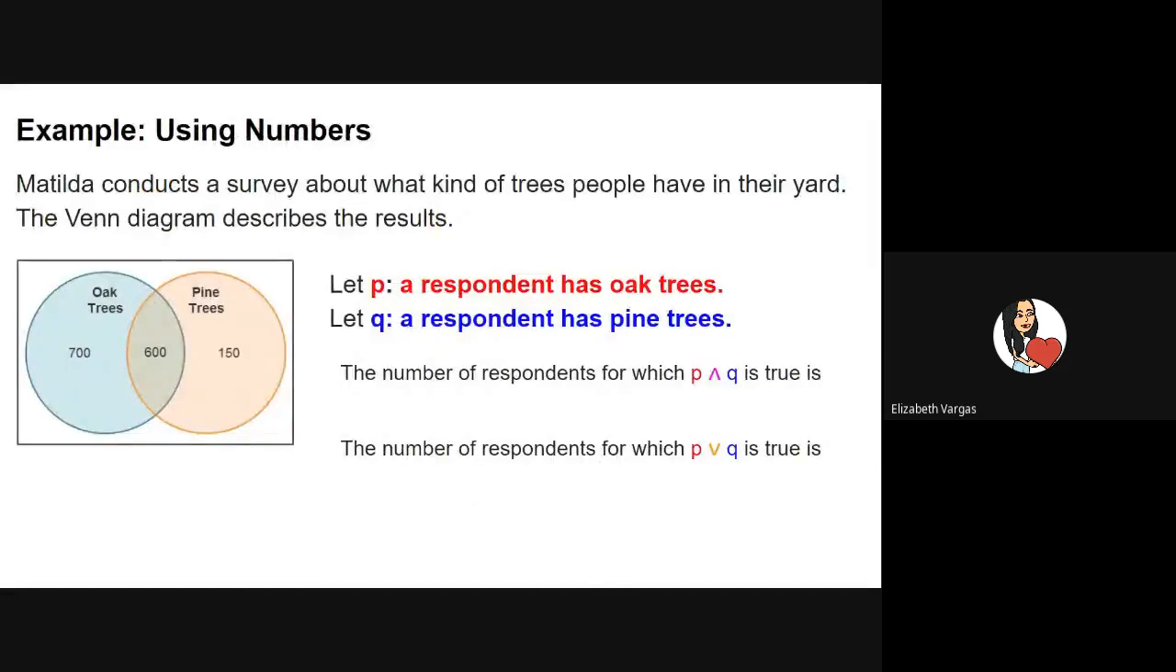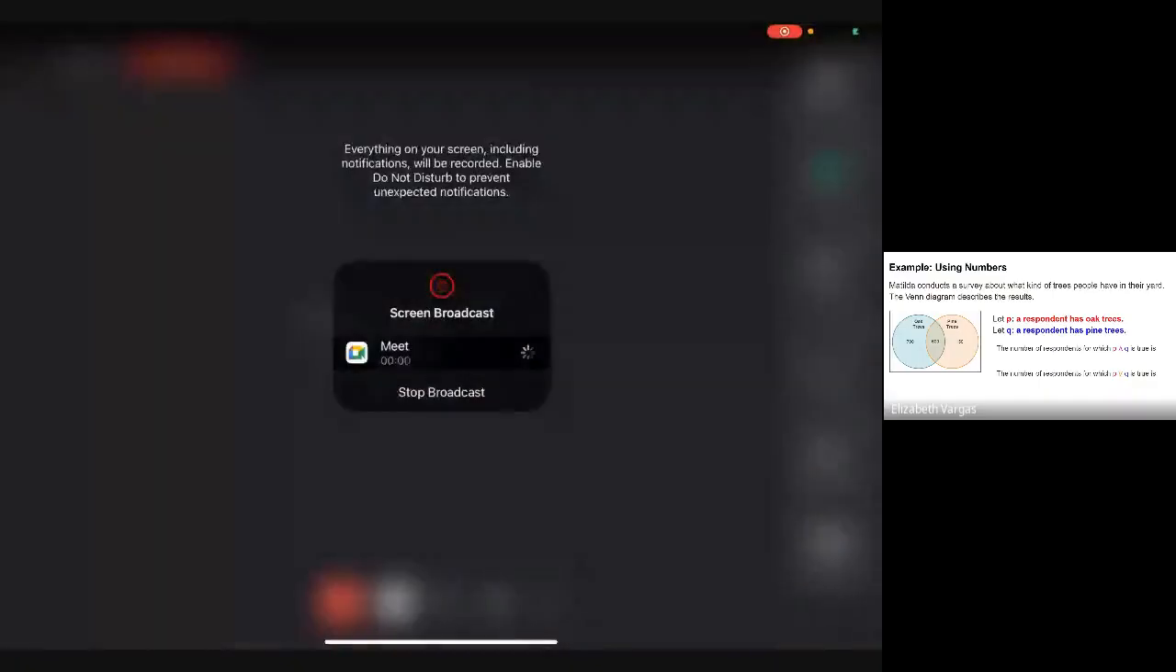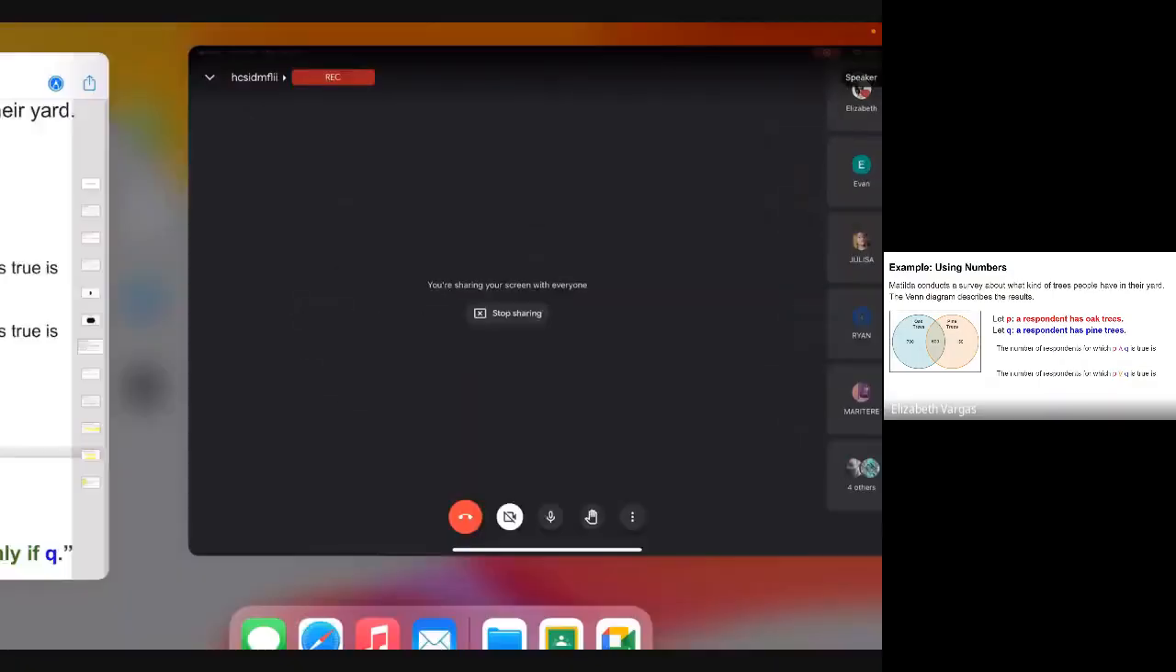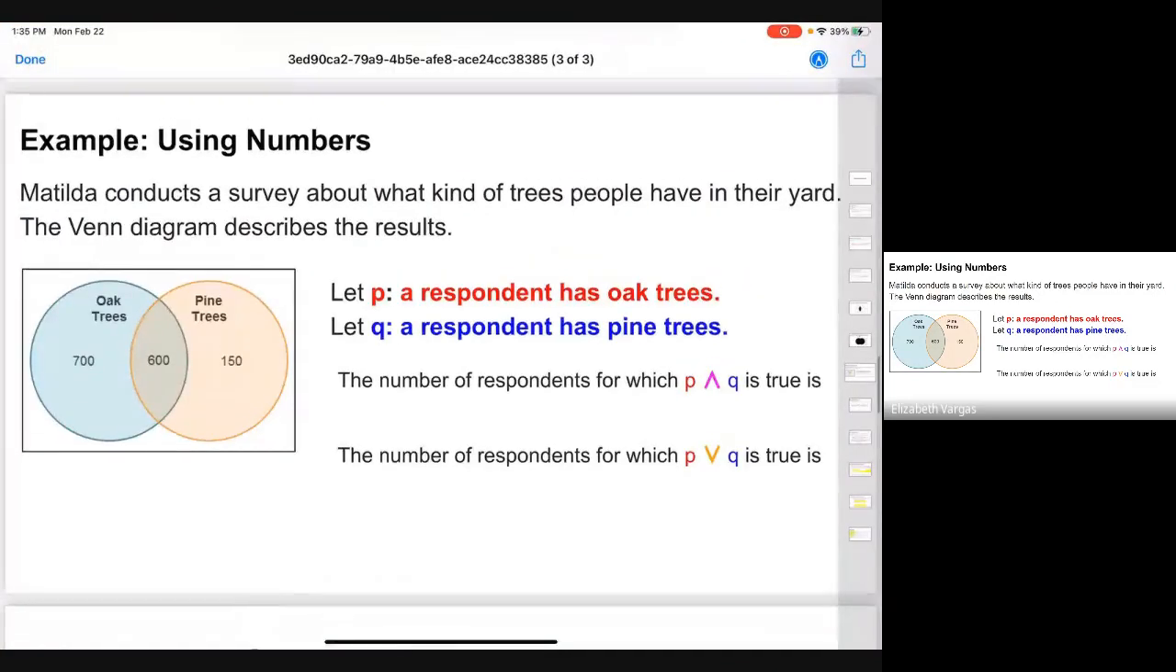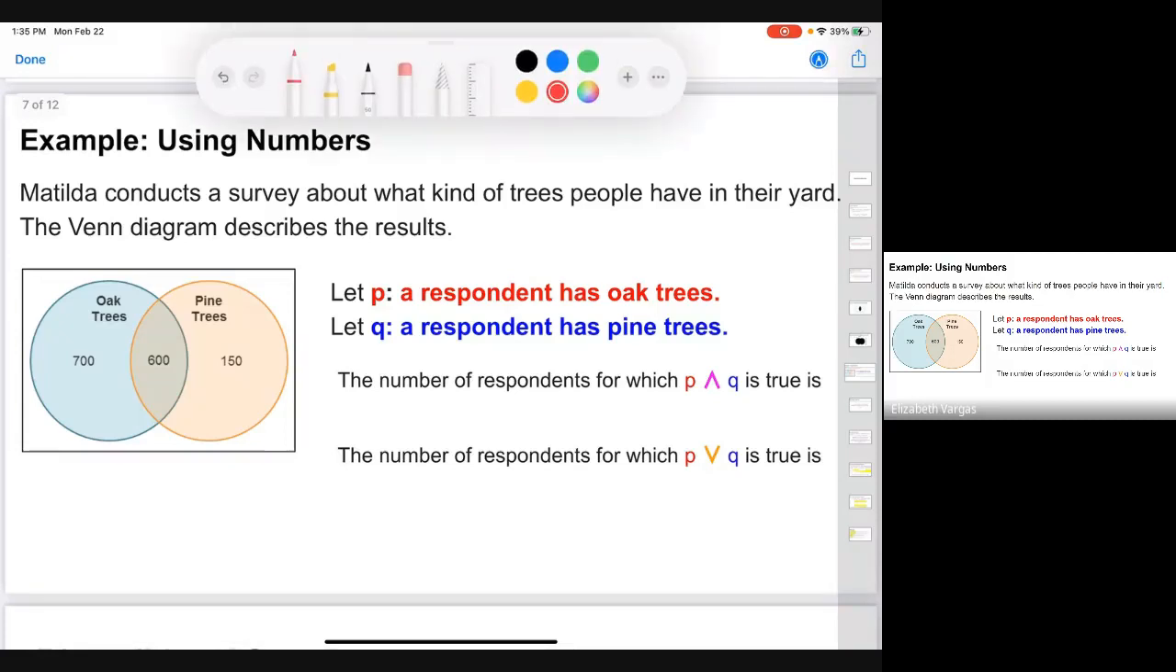So what happens when we attach numbers to this Venn diagram? Well, I'm going to show you what this looks like, and it's a lot simpler than it looks. Here we have an example that uses numbers, and this one describes what kind of trees people have in their yard. The Venn diagram describes their relationship. We see here that P represents the number of participants that have oak trees, and Q represents the number of respondents who have pine trees.